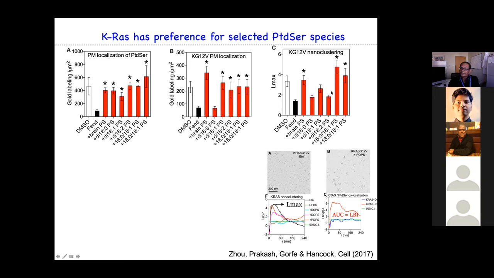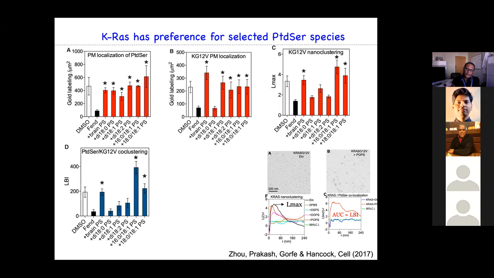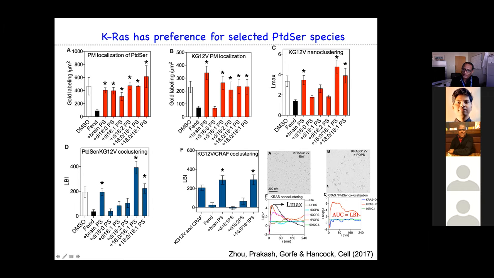And more importantly, the clustering is really enabled by the brain PS or this asymmetric PS species, where one tail is saturated and the other tail is unsaturated. That was surprising. It's not just the head group or the charge that matters, but also the tail saturation level. And again, using this value that I talked about, they looked at co-clustering of phosphatidylserine and G12V KRAS. As you can see here, wild type PS depletion clearly leads to less co-localization of the two species. Only the brain PS, which has all kinds of PS species, including these asymmetric ones, and the asymmetric synthetic lipids restore co-localization of phosphatidylserine and G12V KRAS.